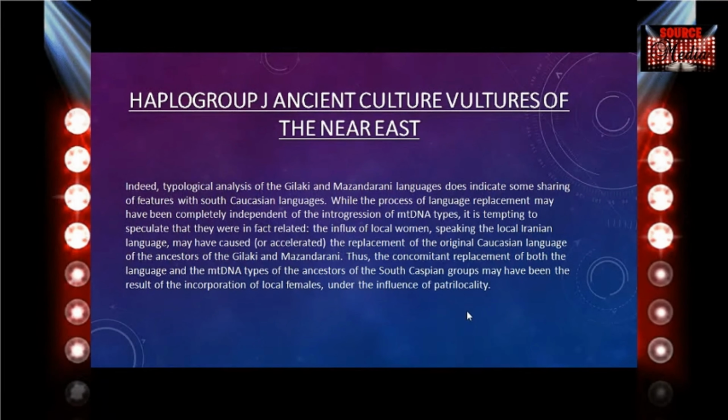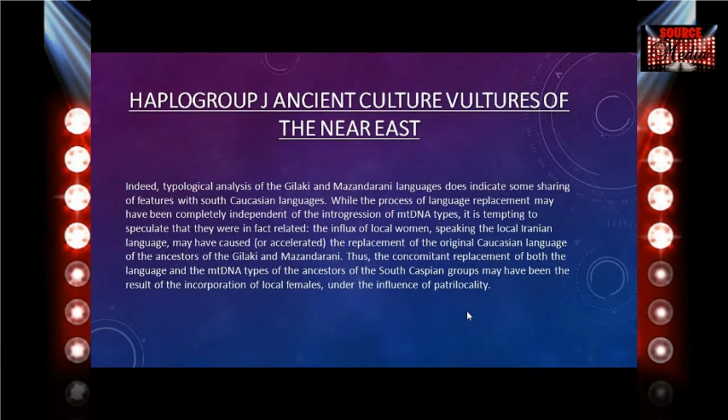Indeed, the typological analysis of the 2 groups' languages does indicate some sharing of features with Southern Caucasus languages, while the processes of language replacement may have been completely independent of the integration of mitochondrial types. It is tempting to speculate that they were in fact related. The influx of local women speaking the local Iranian language may have caused or accelerated the replacement of the original Caucasian language of the ancestors of the groups.